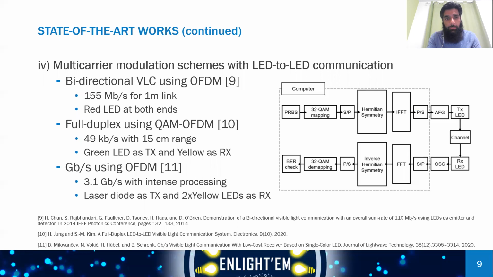In one work, they claim a data rate of gigabit per second using OFDM, which requires intense processing, as we can see in the figure on the right side. They are using immense processing using DSP kits and ADCs, and they replace the LED on the transmitter side with a laser diode, and they use 2 yellow LEDs as receiver. By using the laser diode, they achieve a very high data rate.